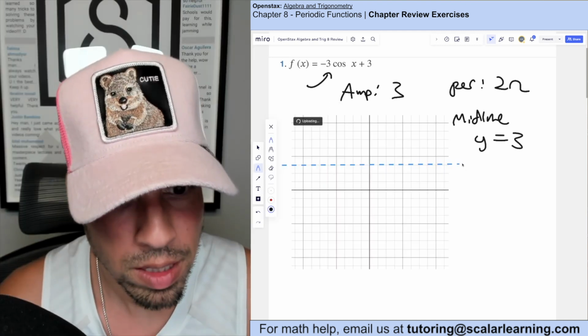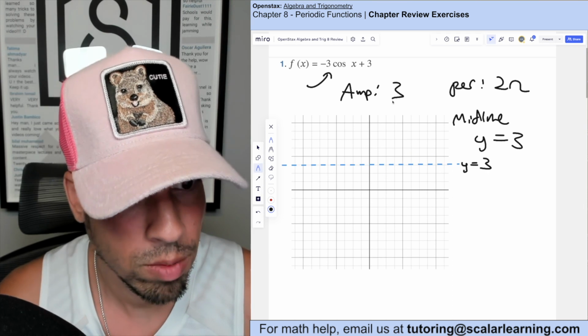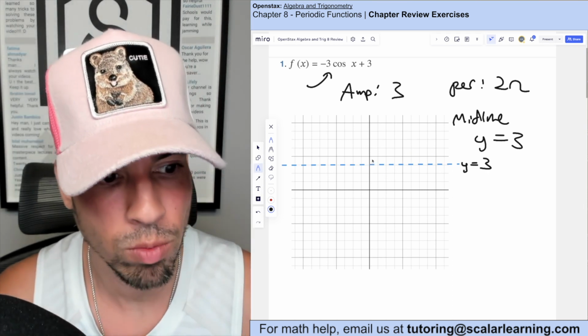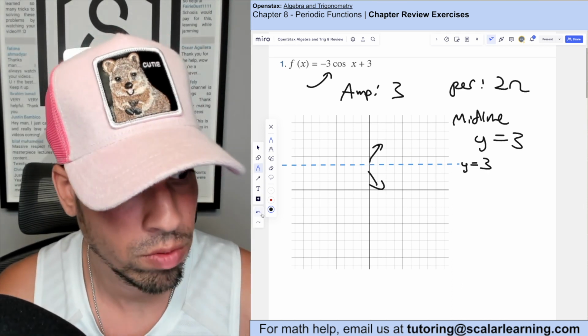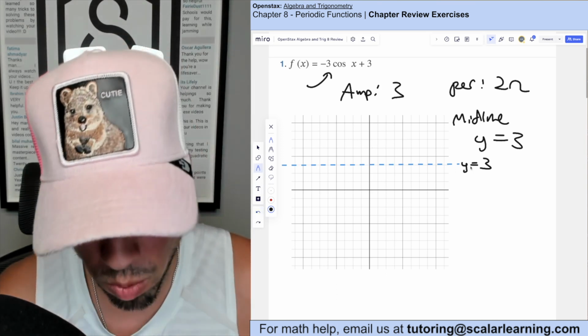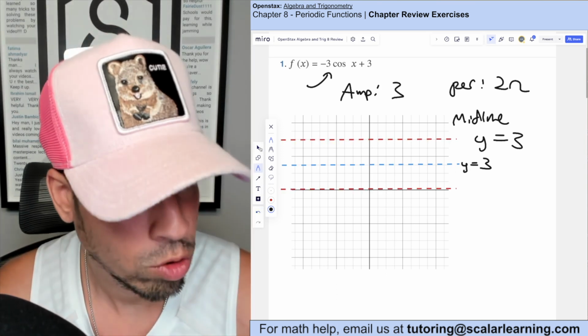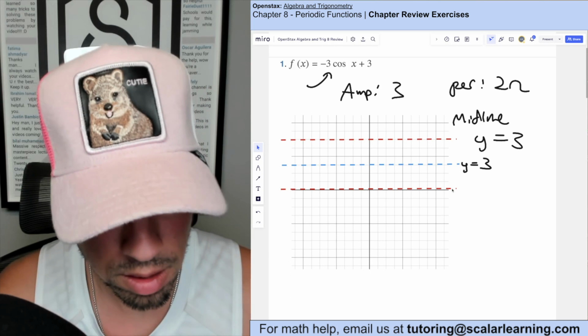So we're going to start by placing the midline at y equals 3. And then we've got this amplitude of 3, meaning we're going up 3 and down 3 from the midline. So I'm going to place boundaries there as well. And now there are no asymptotes per se. These are just kind of guiding lines that help us draw this.